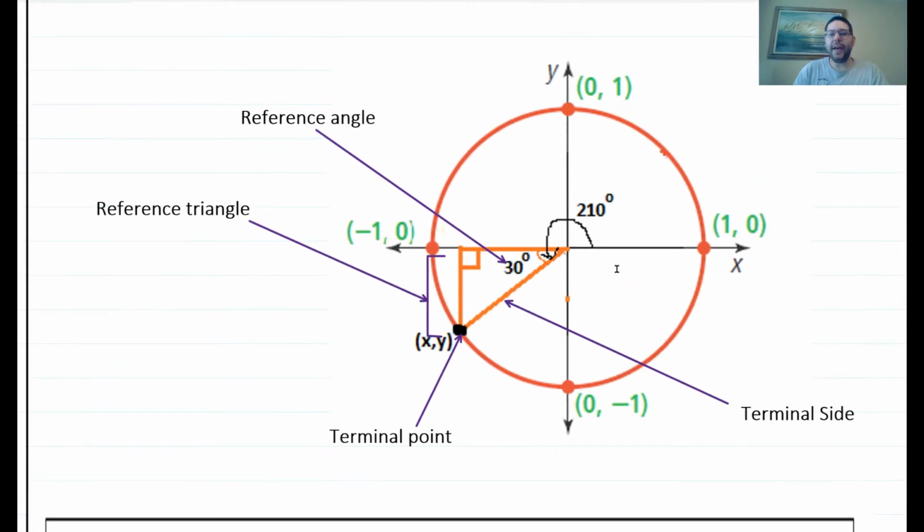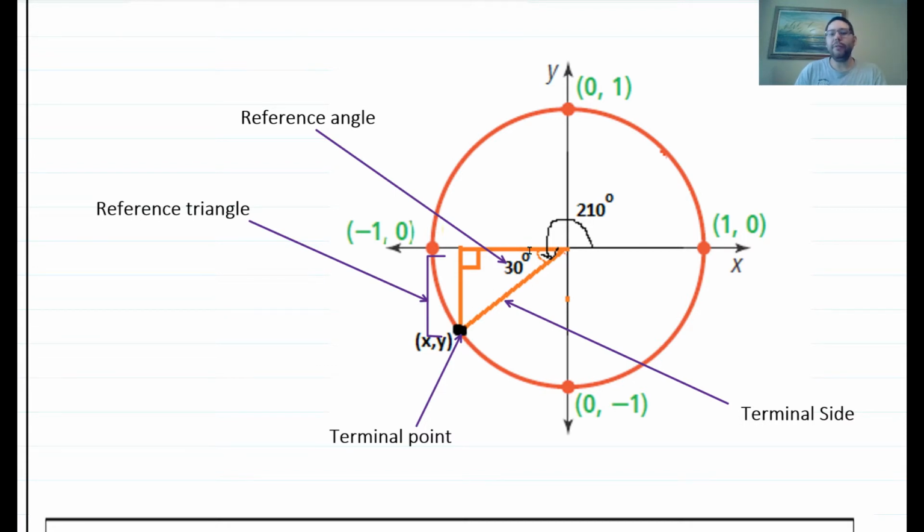So in order to draw that, notice that 210 degrees goes all the way in quadrant 1, 2, 3. This is quadrant 3, right? So because it's quadrant 3, this triangle is going to be drawn in quadrant 3. So my terminal side is in quadrant 3. I have a terminal point on the unit circle. We call it xy. We don't know what the coordinates are yet.